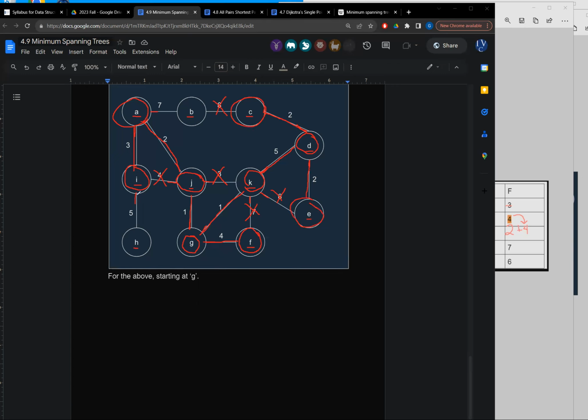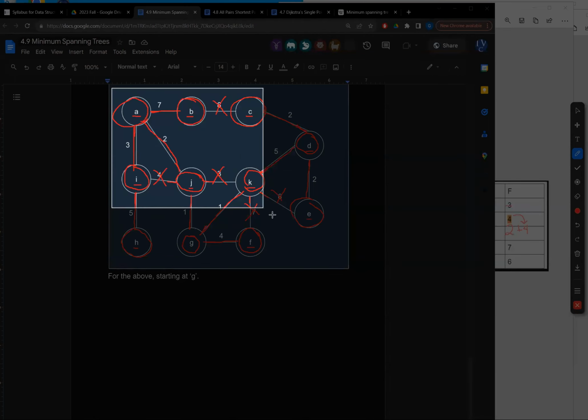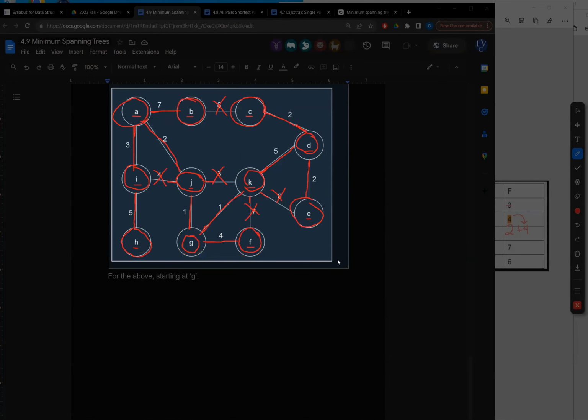All right, 5 and a 7. Take the 5. That's added in. And then we take the 7. That's added in. If there is a unique minimum spanning tree, then either algorithm will get us to the same place.